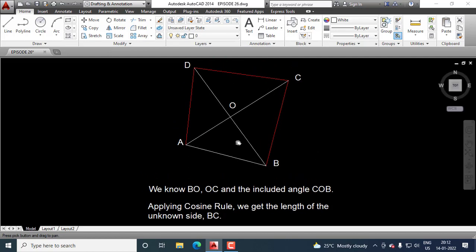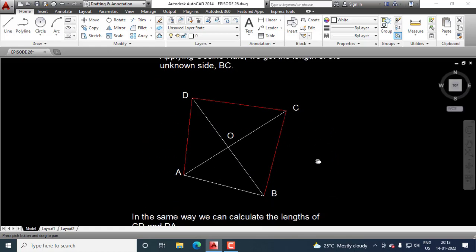Now we know this angle because we know all these four angles. We know this angle and we know this side and this side, BO and OC. So applying cosine rule, we can find out this side BC. So we found out BC. In the same way, we know this angle, we know this side and this side. Therefore, we can find out this side. In the same way, we know this angle and this side and this side. So we can find out this side. That means we have found out all these three sides and we know these diagonals also.